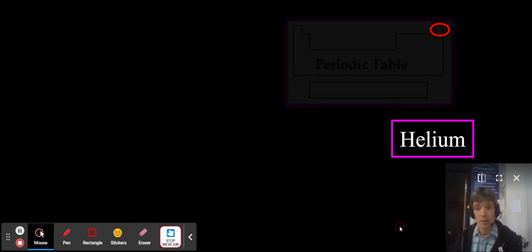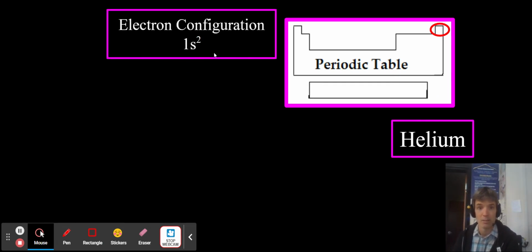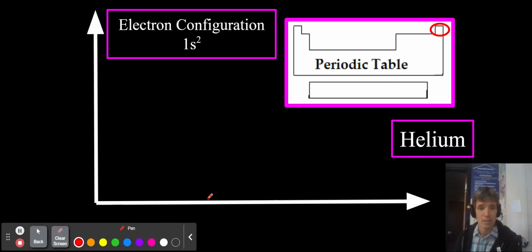Now, for helium, here's helium. What's its PES data going to look like? Well, we know its configuration. It's got 2 electrons, so it's going to simply have a 1s2 peak, just like that.